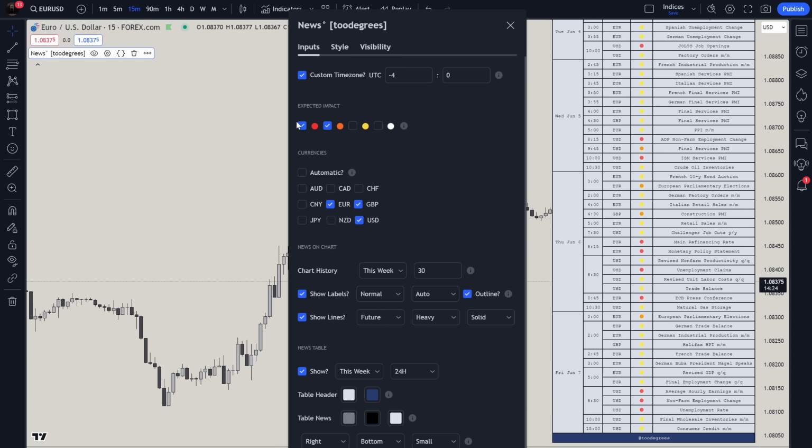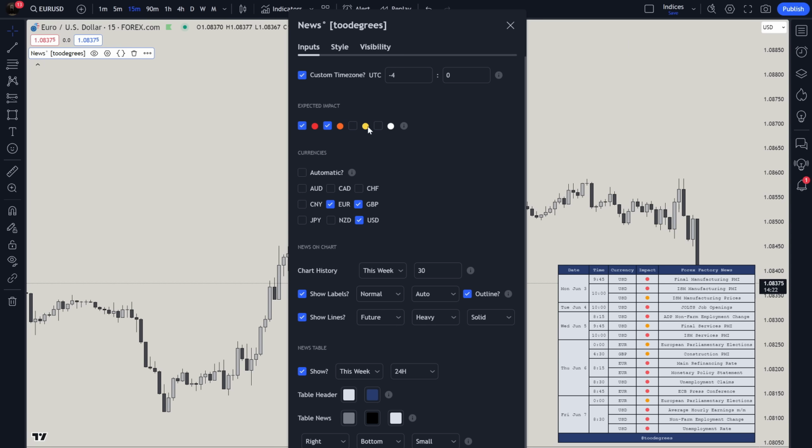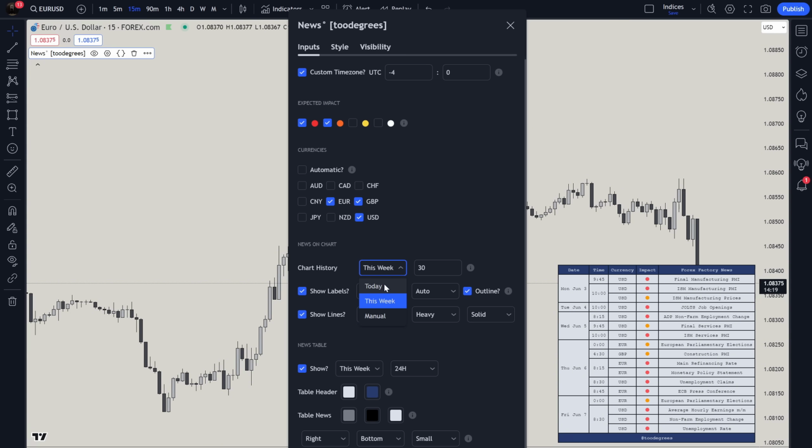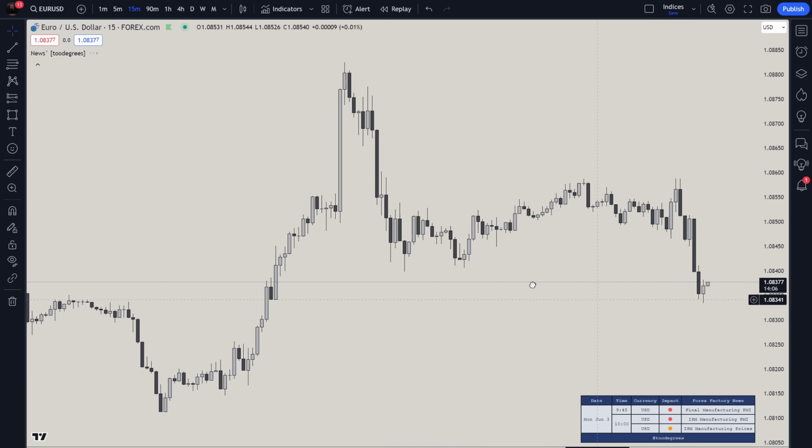I always go with those two, the high impact news and the other ones. And I go by today, so every day, what is happening on the day. So I'm going to go today also here. And now what do you see?